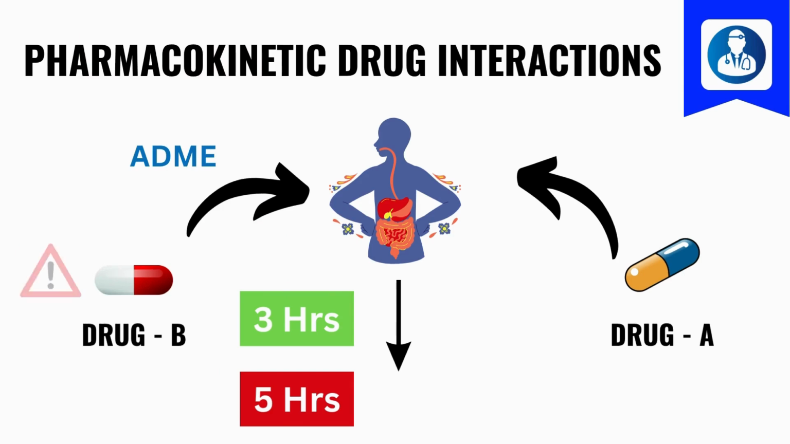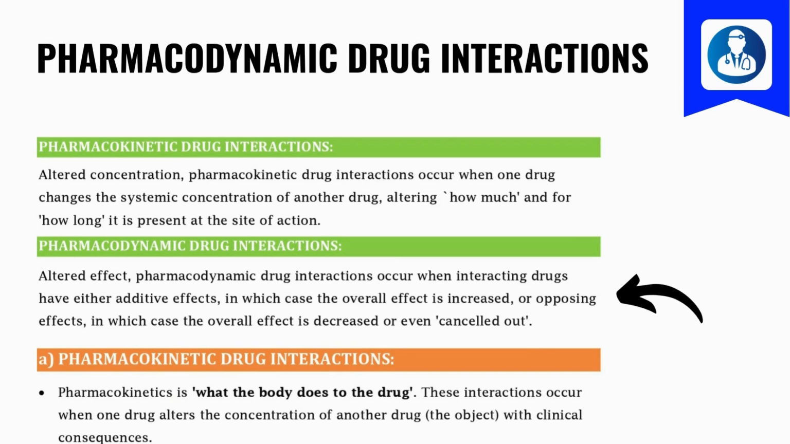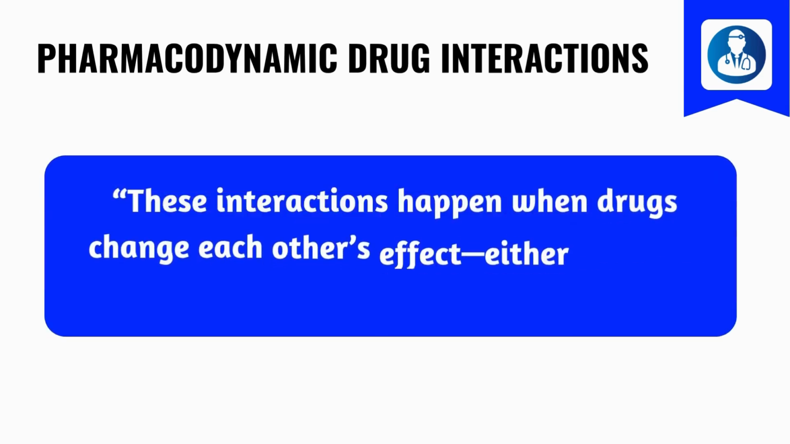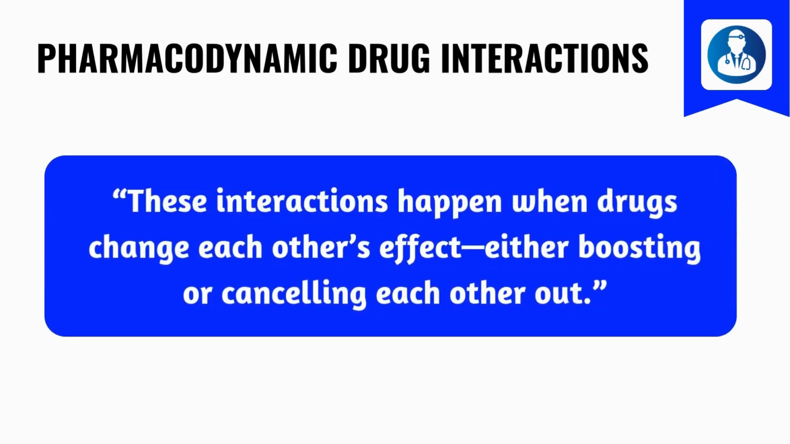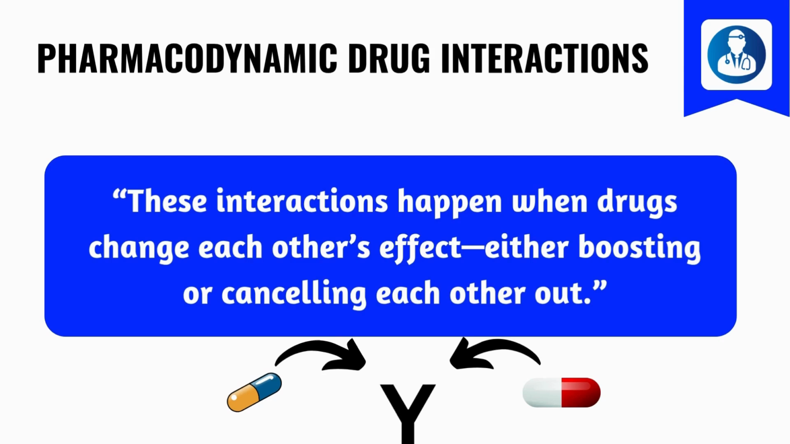Now let's see the second one, pharmacodynamic drug interactions. These interactions happen when drugs change each other's effect, either boosting or cancelling each other out. This one is about how the drugs act, not how much is in the body. So even if drug levels are normal, two drugs can interact at the site of action, either helping each other or working against each other.